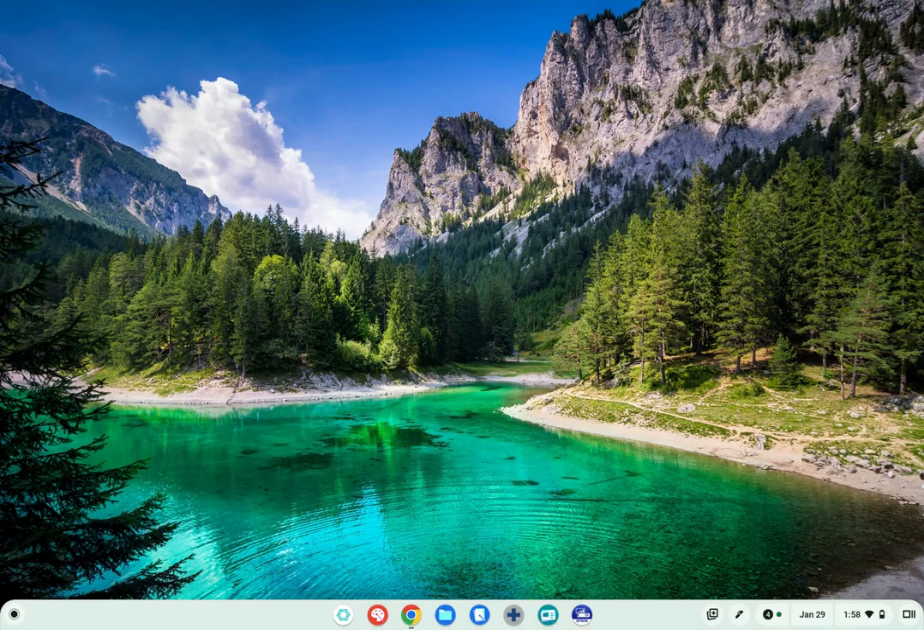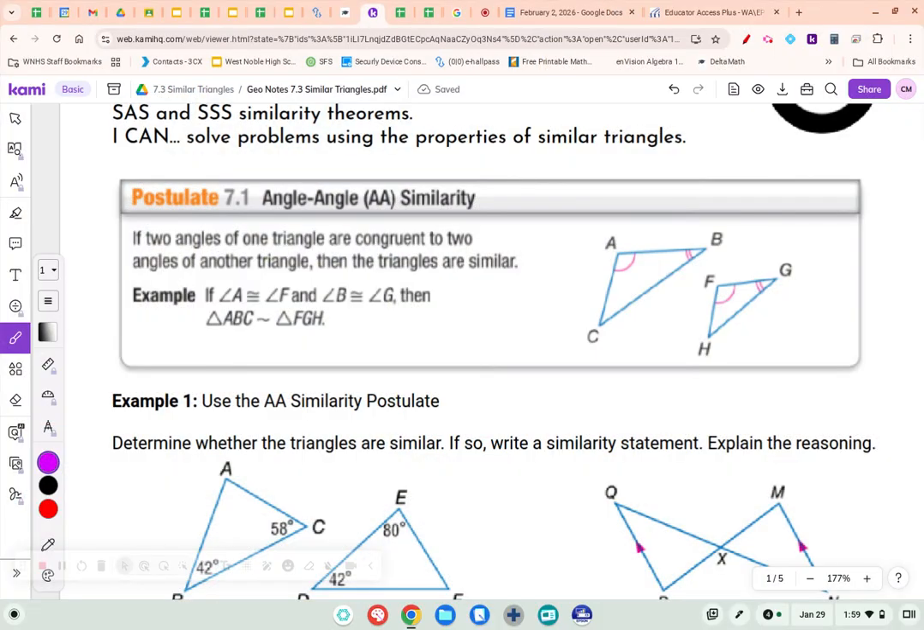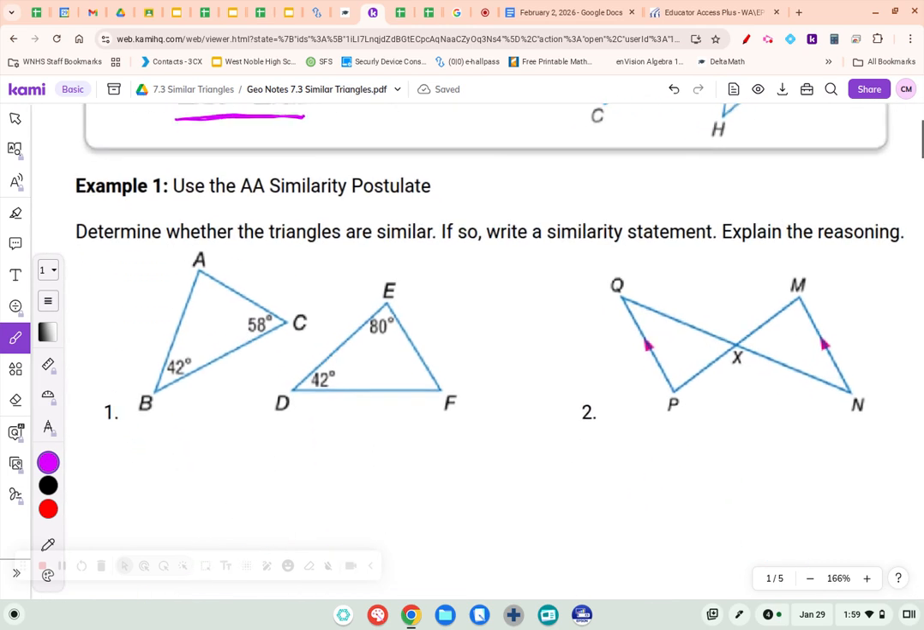So if you have two pairs of congruent angles, like we have here, angle A and angle F, and angle B and angle G, we are guaranteed that our triangles are similar. Now when we write similarity statements, like when we write congruent statements, the order does matter. We have to make sure these match up.